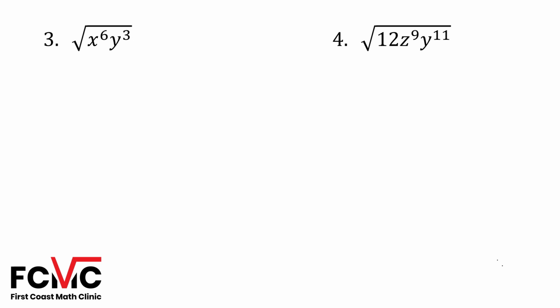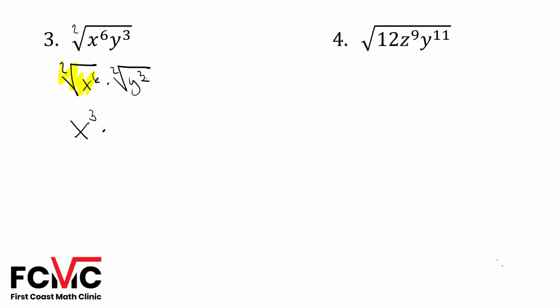Number 3, we've got the square root of x to the 6th times y to the 3rd. Look at my power of 2 here. Let's break these apart. So I'm going to take the square root of x to the 6th times the square root of y to the 3rd. For this expression here, since my power is a 6, I can divide 6 by 2, and this is going to give me x to the 3rd. Well, I've got a 3 here, though.